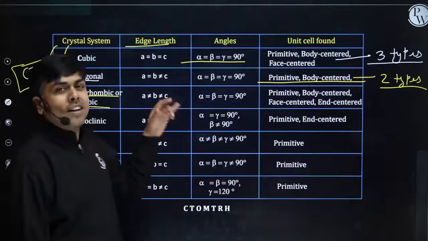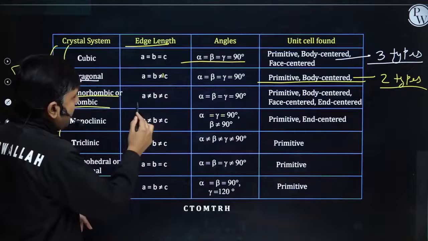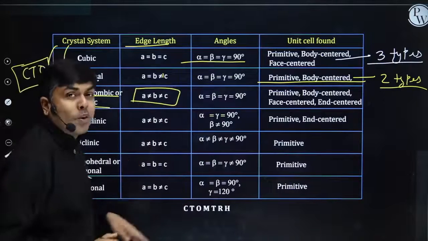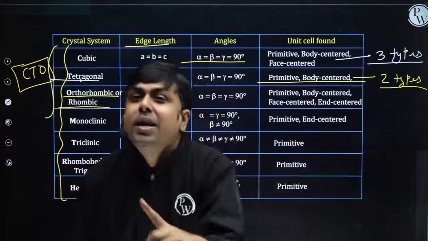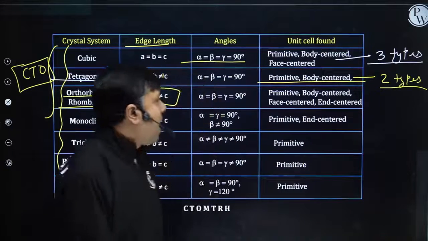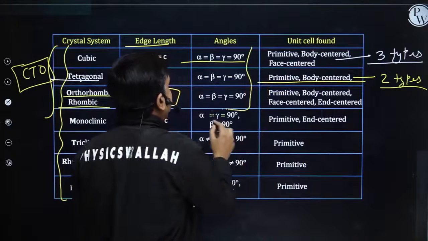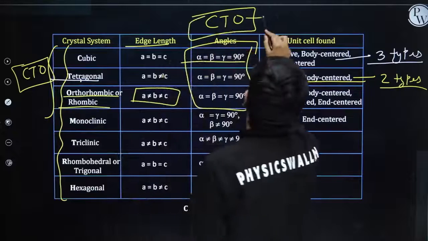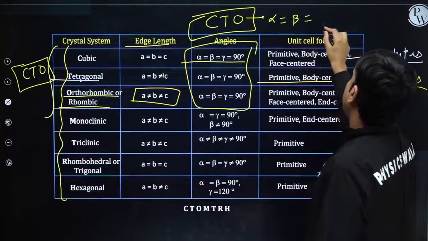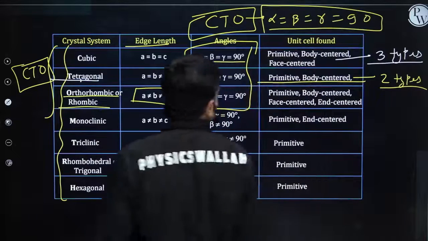Now here, start cutting this equality sign. So I have cut this one. Here in case of O, I am going to cut the second one also. So now here A not equal to B, not equal to C. Alpha equals beta equals gamma, still equal to 90 degrees. So in case of CTO, the interfacial angle alpha equals beta equals gamma equals 90 degrees. This one you can remember easily, right?